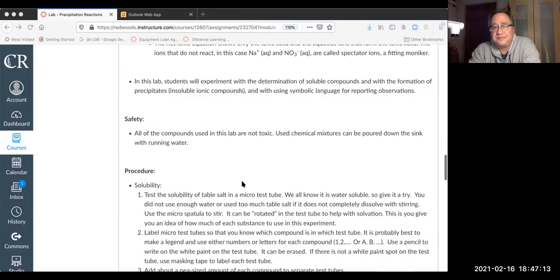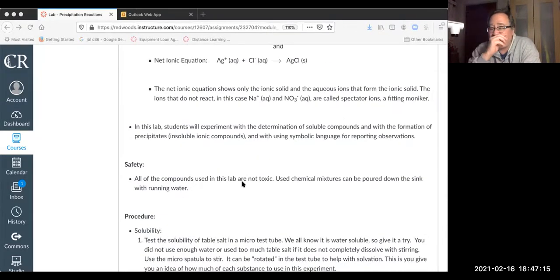All right. So safety. Everything used in this lab is not toxic. When you're done with the solutions, you can pour them down the sink with running water. Are we okay on safety? How about you, Greg? Are we okay on safety here?